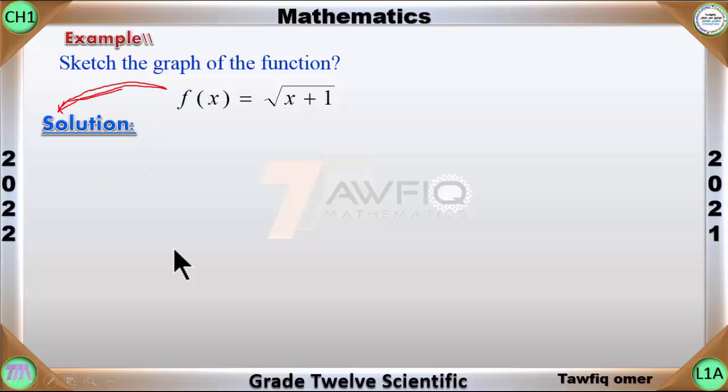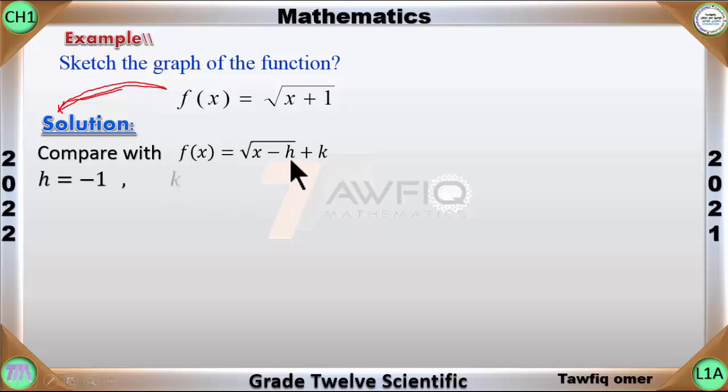Solution: compare with f(x) equals square root of (x minus h) plus k. You can see that h is minus 1, but we don't have any number added to the square root. Because of that, k is 0. Then the start point is minus 1, 0.